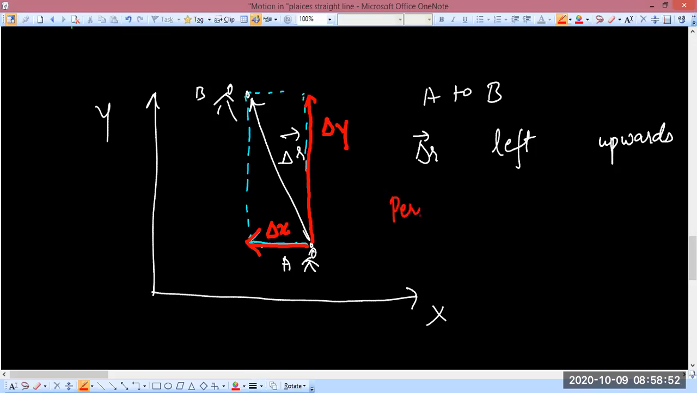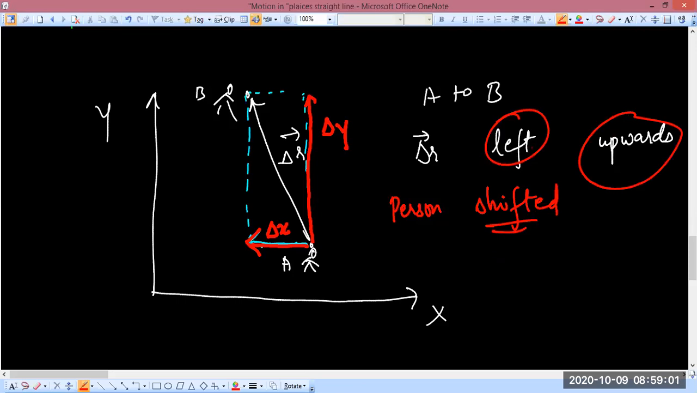this person shifted in two different directions, one to the left side and one upwards, and these two are separate from each other. That is, the left side motion and the upward motion are separate or independent of each other. So suppose this person moves 5 meter left side and 12 meter upward. These two are two separate things.